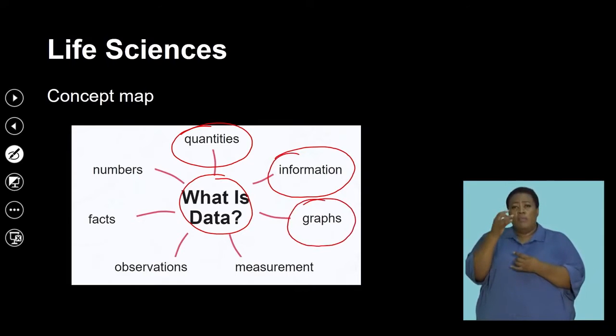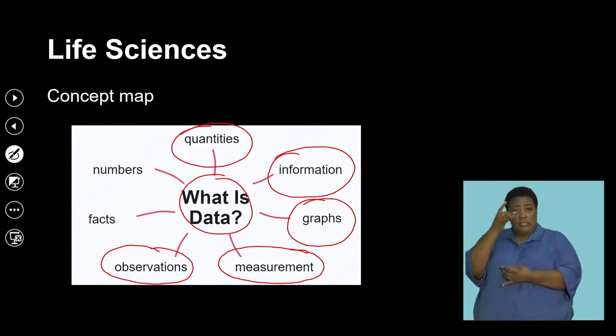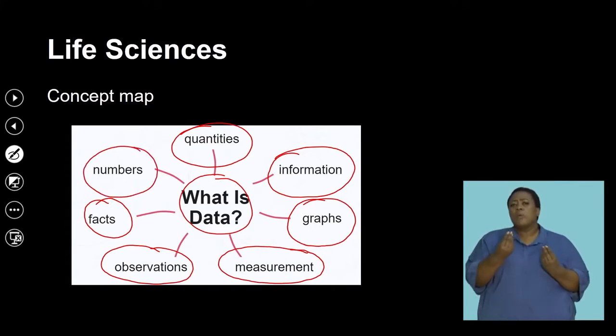in the form of graphs, how measurements are important to establishing data correctly, how when observing experiments that data can be generated, looking at facts that are available as information that supports data, and looking at how numbers can all give you data. So data is present everywhere. It's how we use that data in an experiment and present that information that's important.